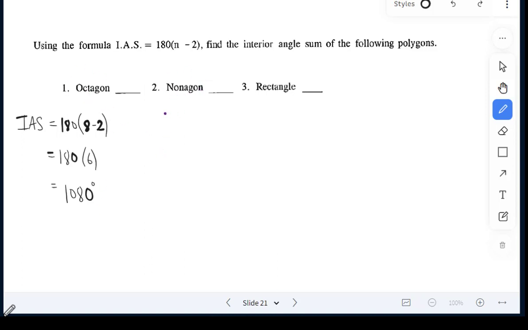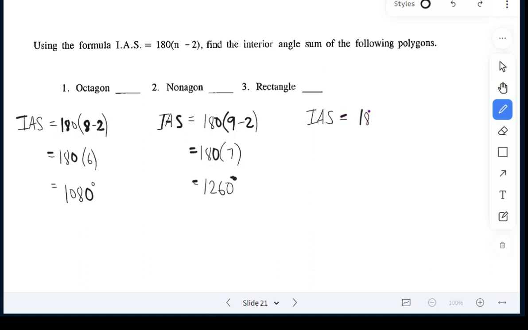If we were to do a nonagon, how many sides are in a nonagon? Nine. So same thing, interior angle sum, IAS, is 180 times 9 minus 2, which gives us 7. So 180 times 7, and for a nonagon that's 1260 degrees. A rectangle we know has 4 sides, so it'd be 180 times 4 minus 2, so 180 times 2, which is 360 degrees.